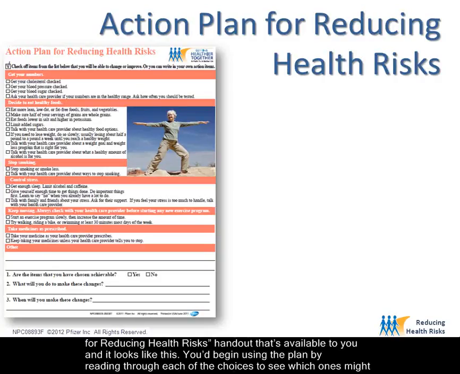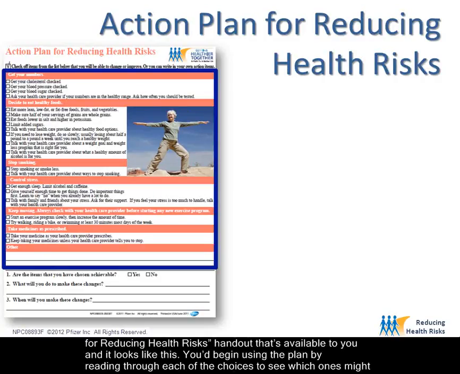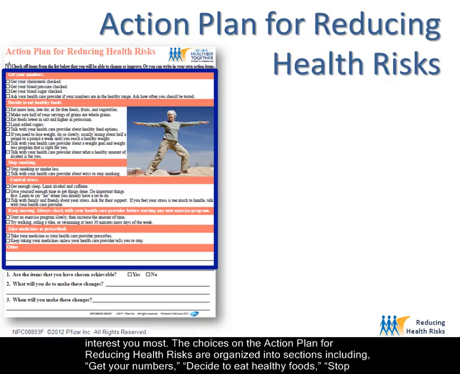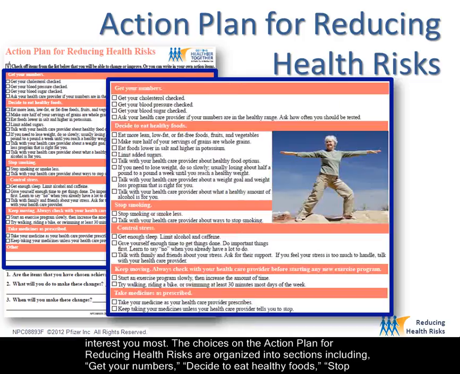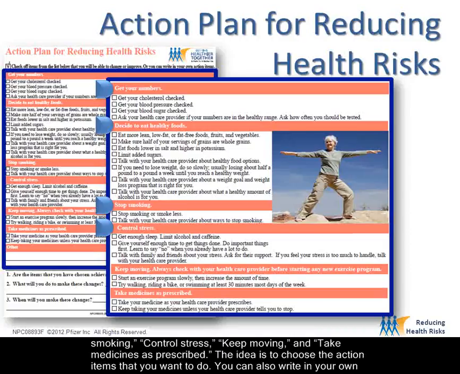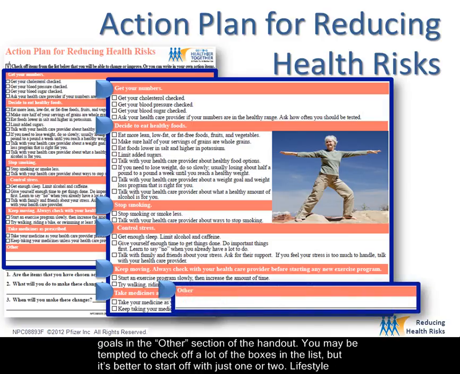You'd begin using the plan by reading through each of the choices to see which ones might interest you most. The choices on the action plan for reducing health risks are organized into sections, including Get your numbers, Decide to eat healthy foods, Stop smoking, Control stress, Keep moving, and Take medicines as prescribed. The idea is to choose the action items that you want to do. You can also write in your own goals in the other section of the handout.